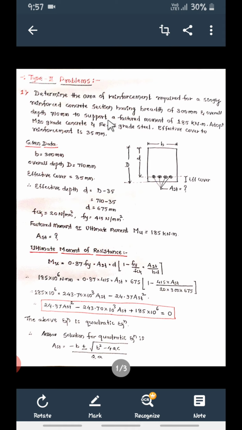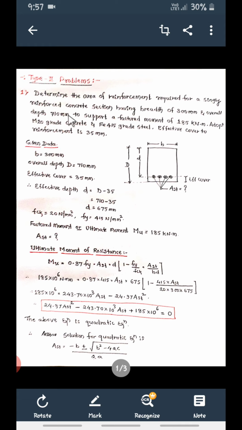Now, in the previous case, we have solved the type 1 problems. Today let us consider type 2 problems. Already we know the procedure for solving these type 2 problems, so let us take the first problem.